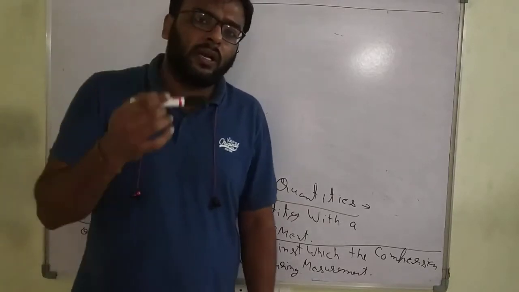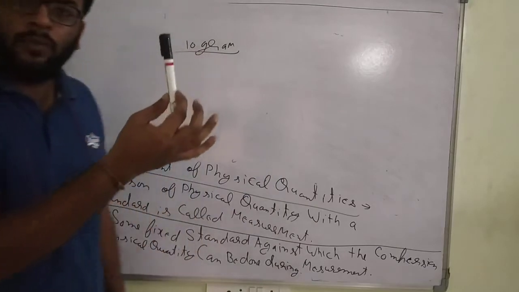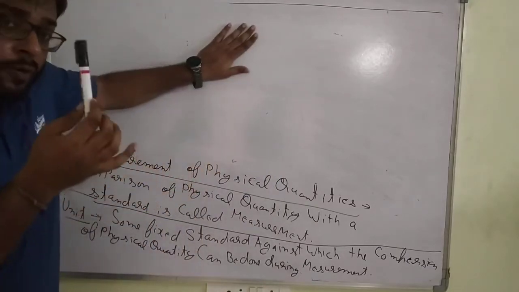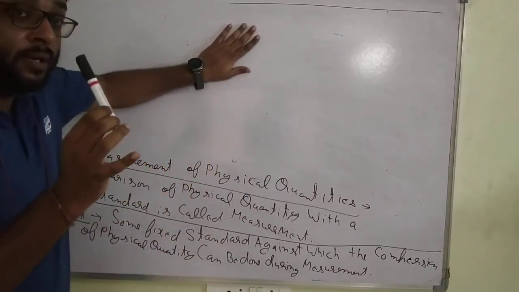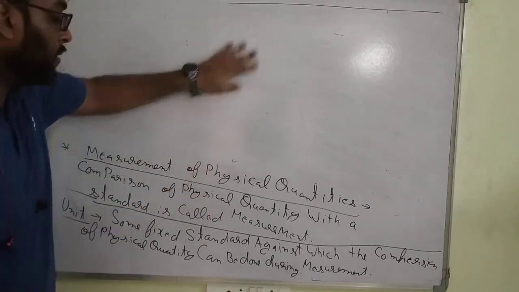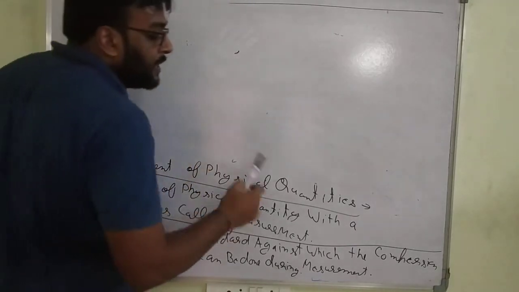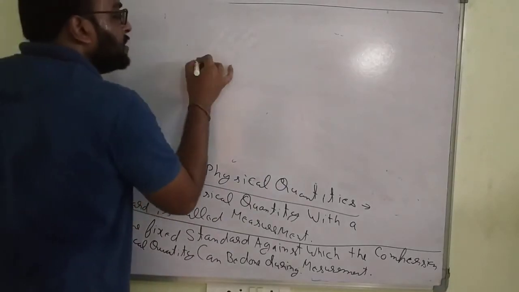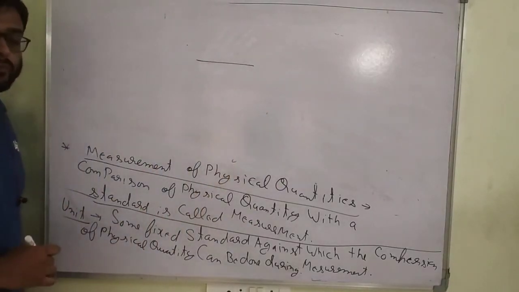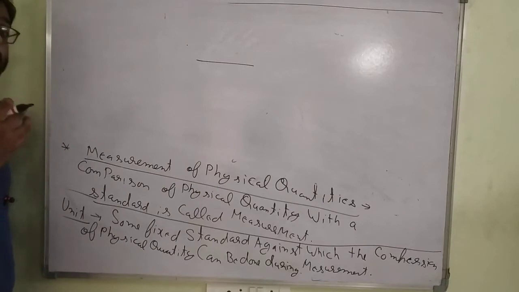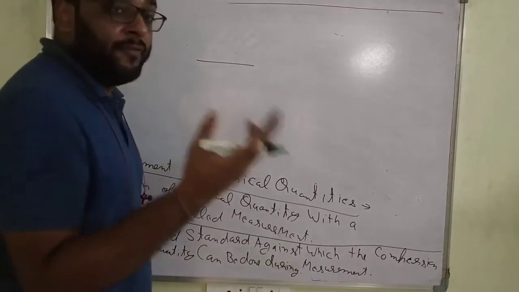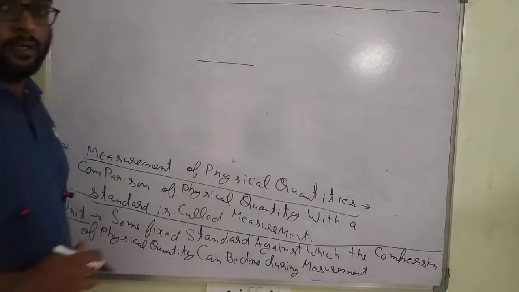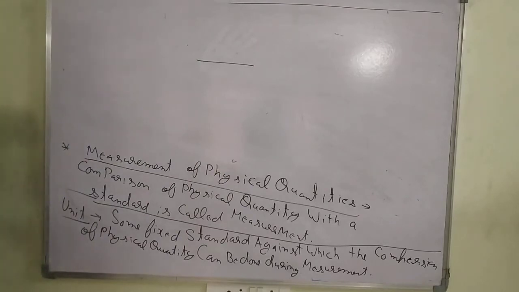Suppose I am taking this 1 kg as an example. So how would you know? You compare this marker with something. So what happened? Comparison of physical quantity. How would you know this distance is 10 centimeter? We have considered standard measurements and we compare with them. The comparison of physical quantities with the standard is called measurement. I hope this point is clear.